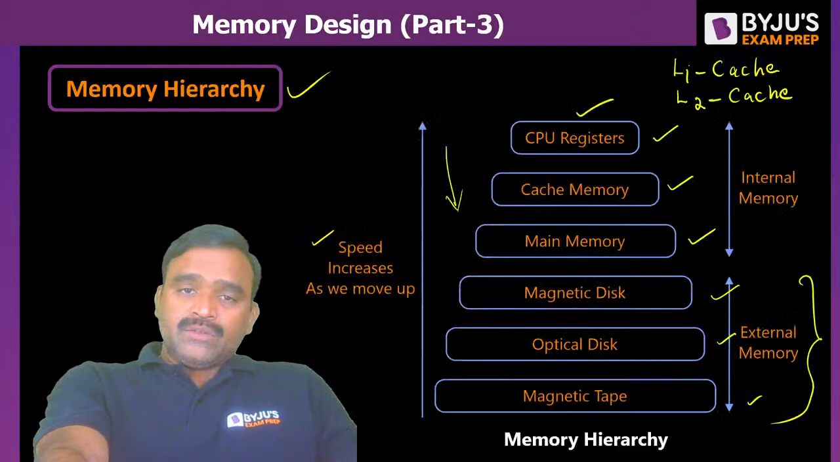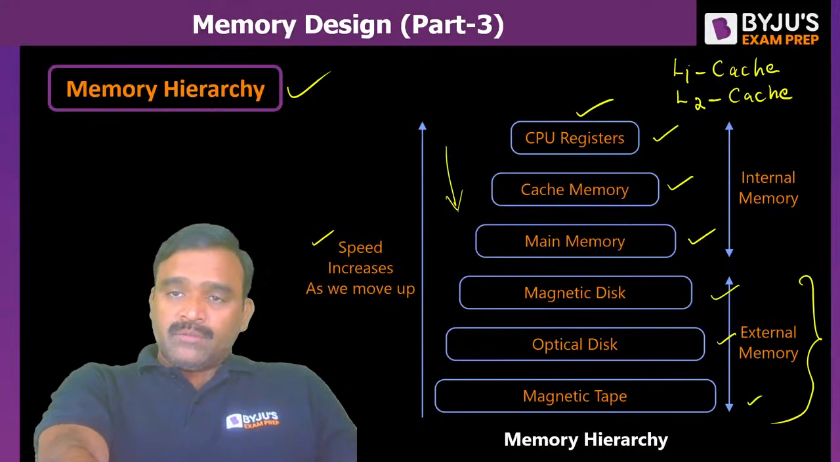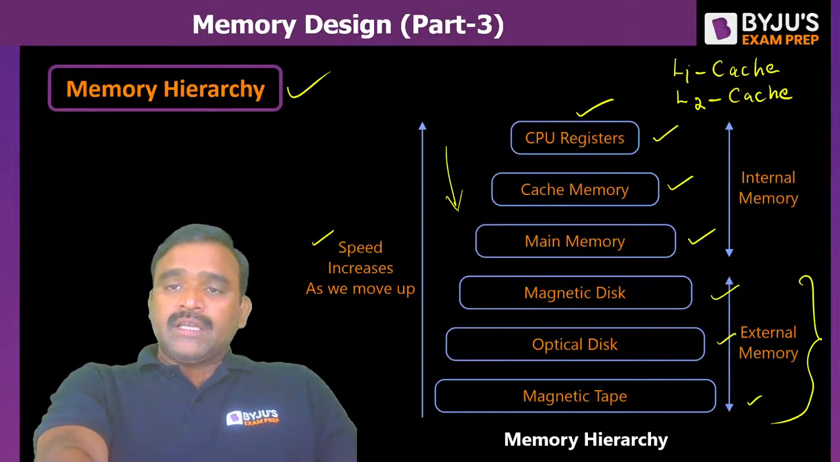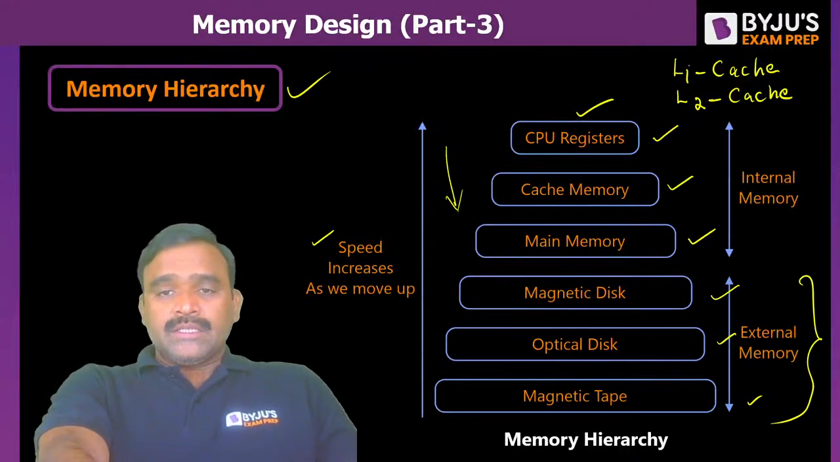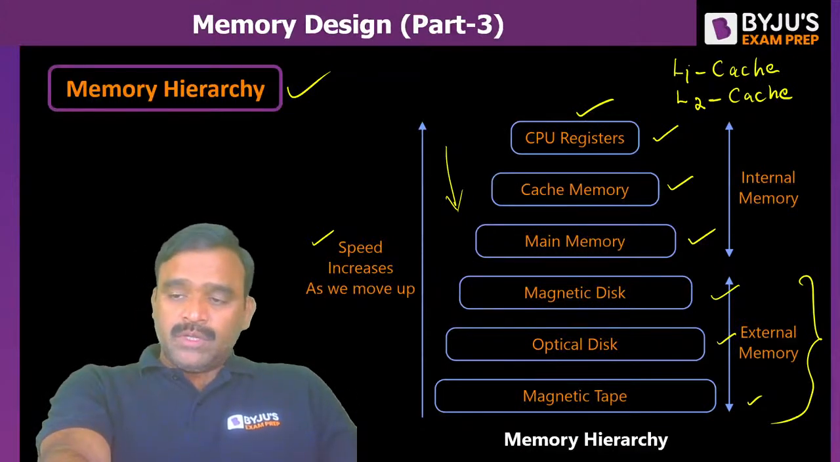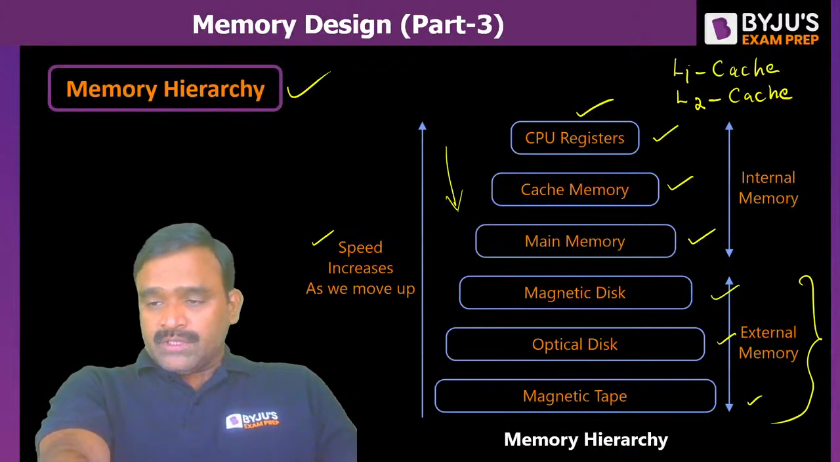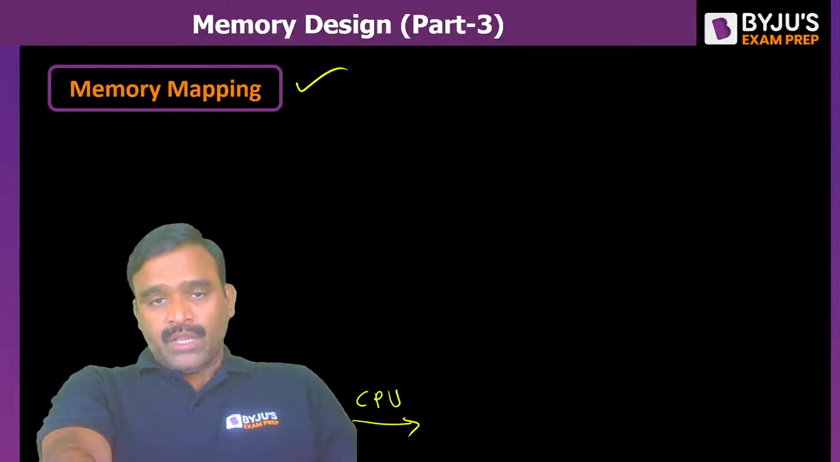And this is only a hierarchy of the different types of memories available. L1 cache is sometimes called on-chip cache, and L2 cache is called off-chip. L1 is a part of the CPU chip, that's why it is called on-chip, and L2 cache is outside the CPU, which is called off-chip.